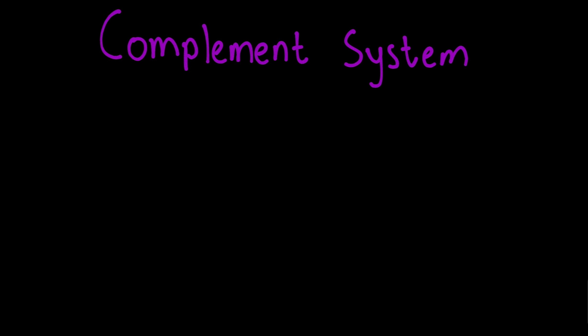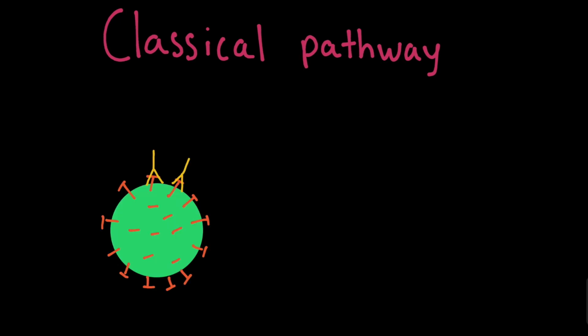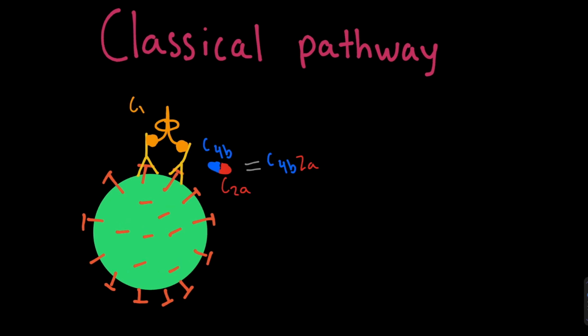There are 3 different routes in the complement system. The first is known as the classical pathway. Now, the classical pathway is antibody dependent, meaning that there must be antibody binding to an antigen of a foreign pathogen. The protein C1, or C1 complex, if you will, will bind to the antibody. C4 will come in and be broken down to C4A and C4B by C1 complex. The same process occurs for C2, forming the C4B2A complex, which is also known as the C3 convertase.